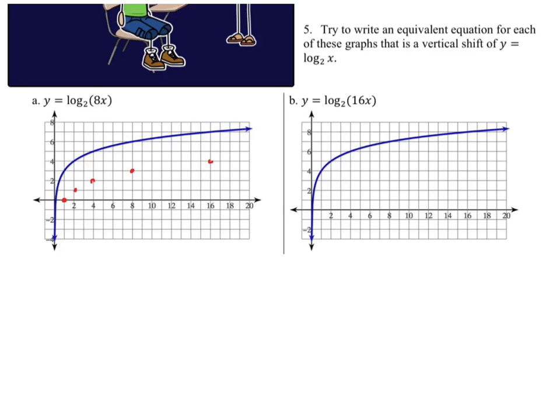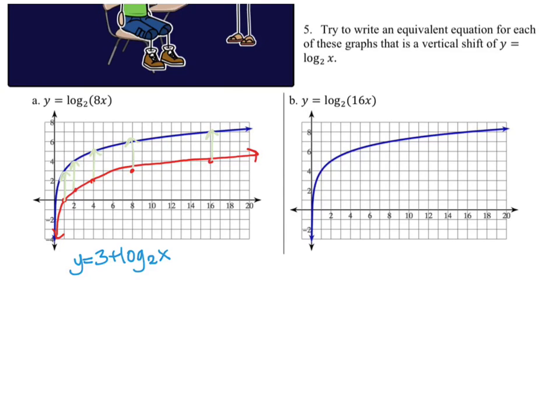So 2, 4, 8, and 16. And then I just go ahead and connect these. And then I notice that I have on here a vertical shift of 3. Everything has been moved up 3. So I can say my equation for this is y equals 3 plus log base 2 of x.